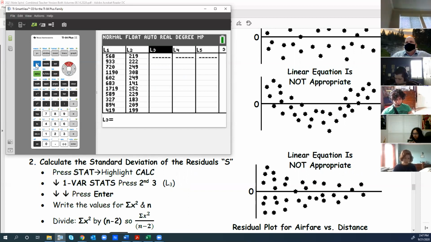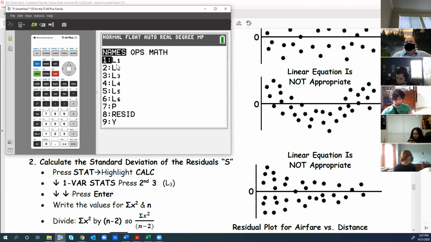And now I'm going to press second list. If you do that, somewhere on this list, RESID should pop up. If it doesn't, that means you didn't turn your stat diagnostics on. If your stat diagnostics aren't on, you're not going to have that show up. If you didn't store it in the regression equation, that's not going to show up.